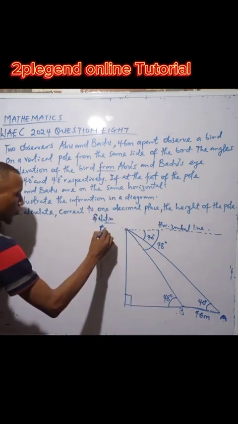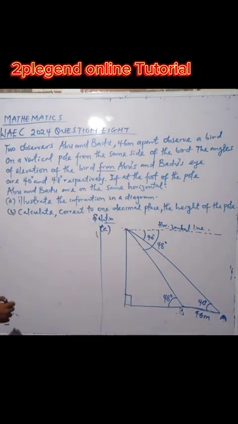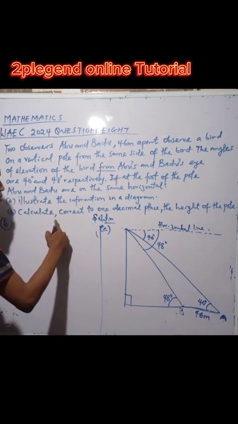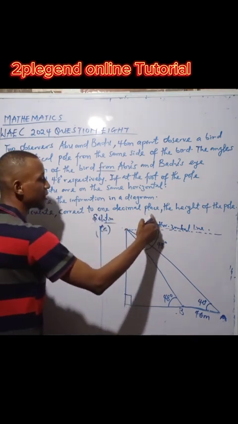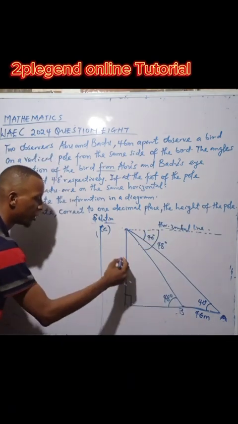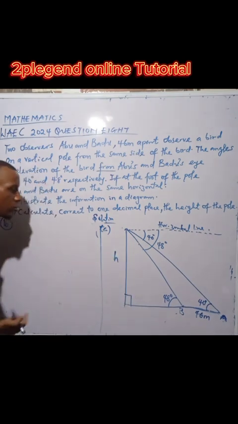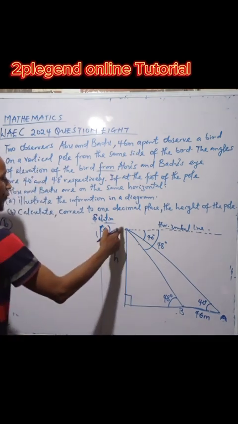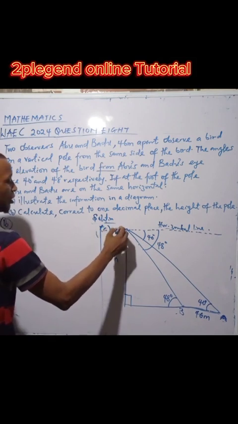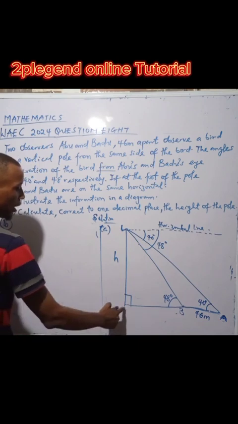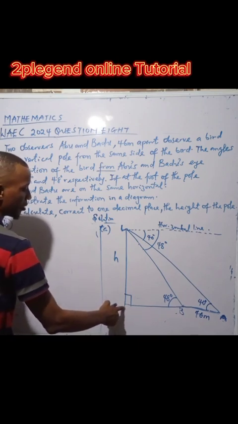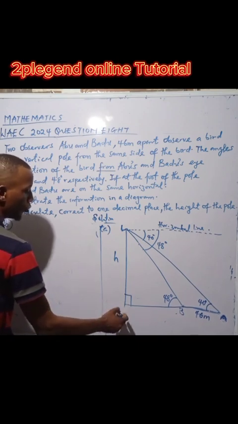What is question B asking you to do? This is your question B. Question B is: calculate, correct to one decimal place, the height of the pole. This is where we have the height of the pole, this place. So I can decide, since I've labeled this place as the bed, this is where we have the bed, and I have this place here as the foot of the pole.